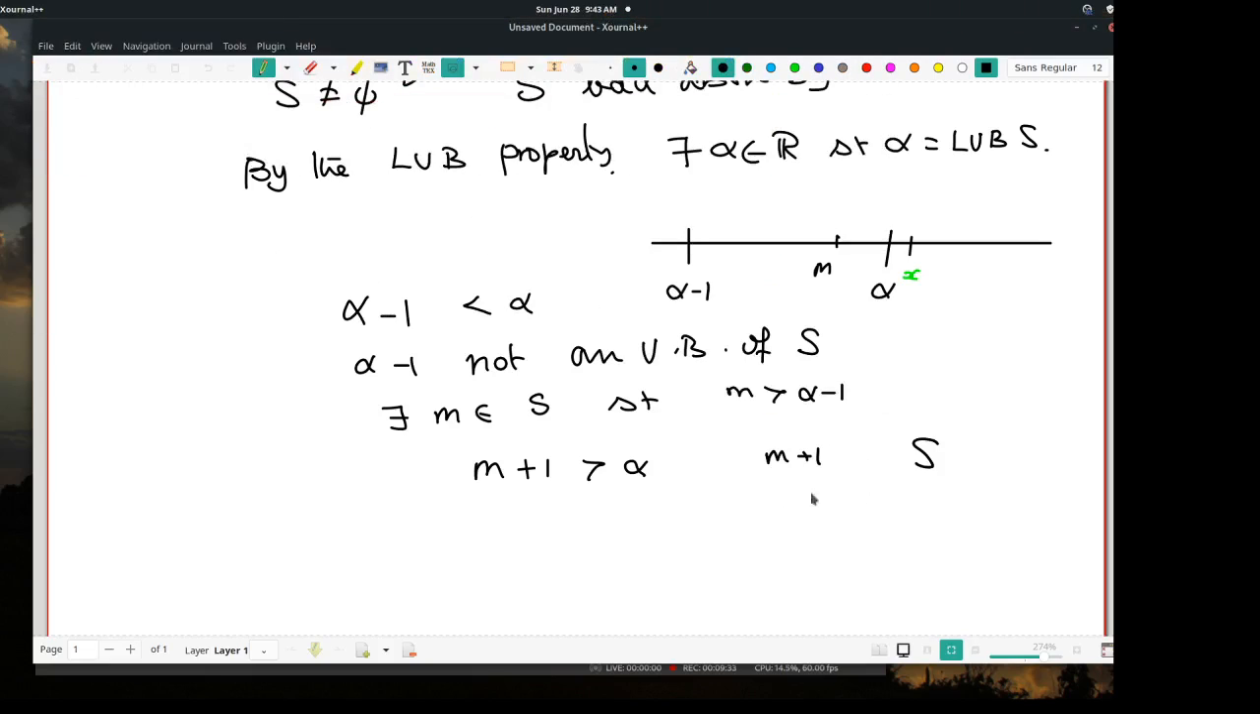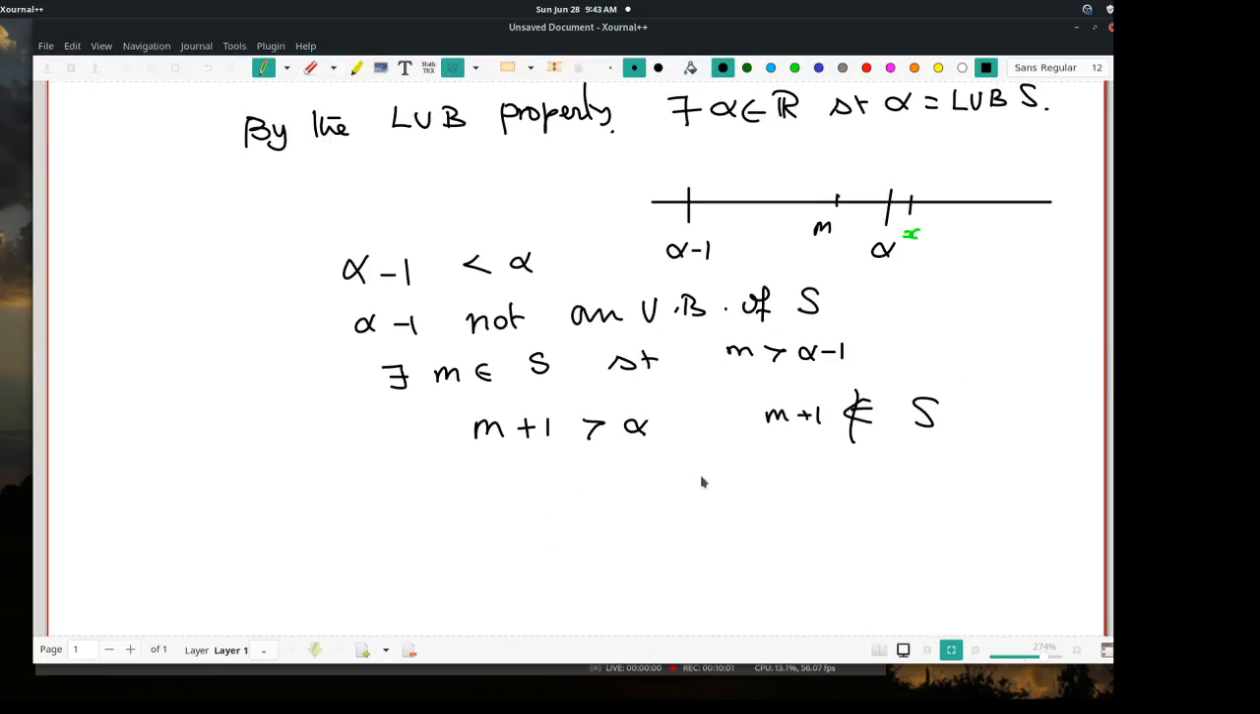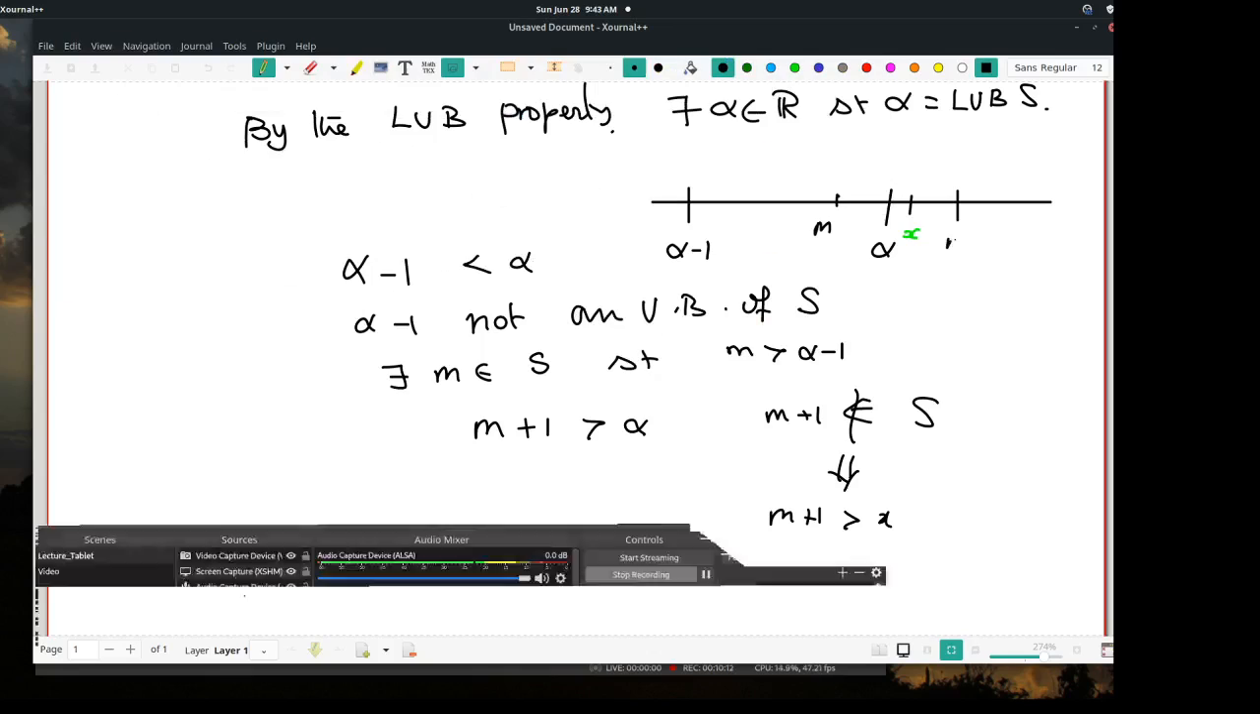Remember, can M plus 1 be in S? If M plus 1 is in S, since alpha is an upper bound, then M plus 1 should be less than or equal to alpha. Therefore, I conclude M plus 1 is not in S. Since M plus 1 is not in S, we had already seen when an element is not in S, that element is strictly greater than X. So this implies in turn M plus 1 is strictly greater than X. Therefore, if I have to mark it, M plus 1 must be here.